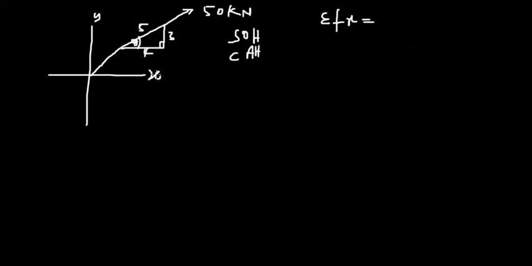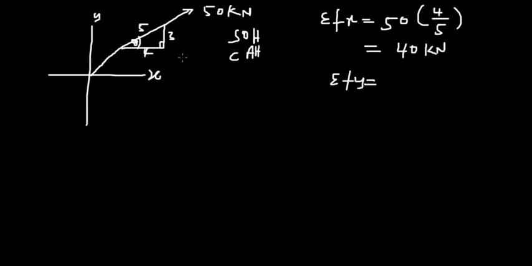So we use cosine: adjacent over hypotenuse. We have 50 kilonewtons, adjacent is 4, and hypotenuse is 5. When you compute this, you end up with 40 kilonewtons. Now let's resolve along the y axis. Here you could notice that this angle lies in between the force and the x axis, not in between the force and the y axis.